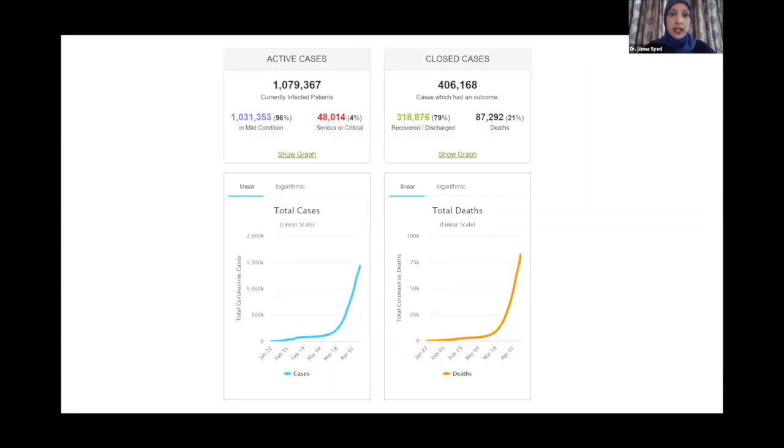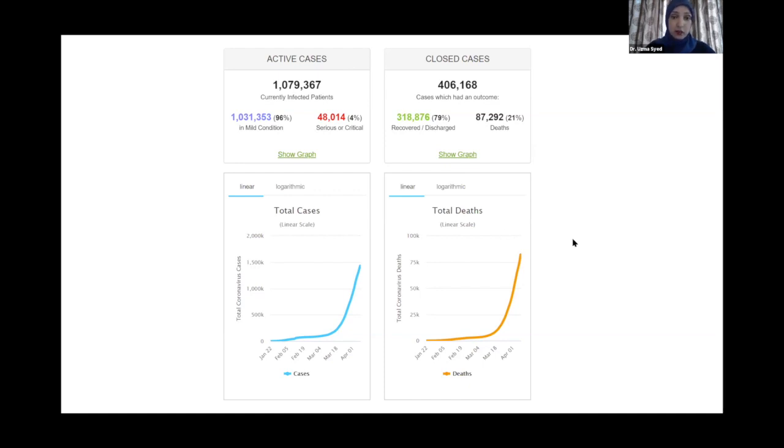And if you just look at the active cases versus the closed cases that are happening globally, again, over 1 million people are being affected currently. Over 1 million people are said to be in mild condition, mild to moderate, I would say, and about 4% of the population is in somewhat of a serious or critical condition globally. And out of the closed cases, over 400,000 cases, we have a little over 300,000 that have recovered and have been discharged. And as I mentioned before, the 87,000 plus that have resulted in mortality.